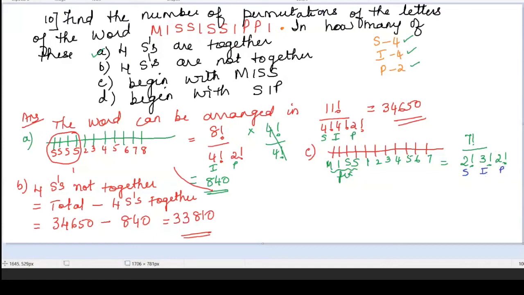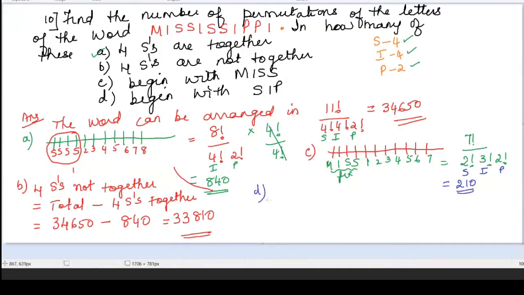Okay, yes. Give me this answer. 7 factorial by 2 factorial into 3 factorial into 2 factorial, is it 210? I want somebody to confirm. Yes, so it is 210. Yes, okay. And let us move to the last part here.